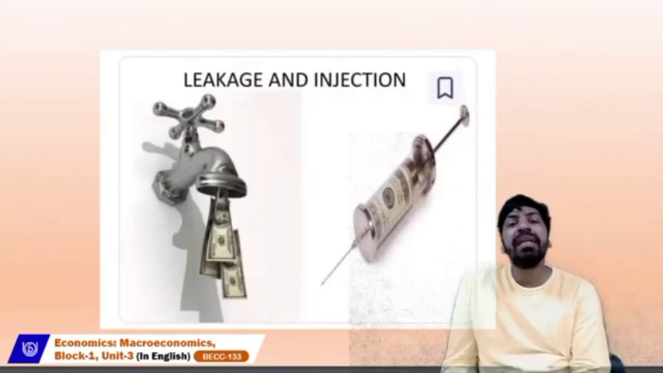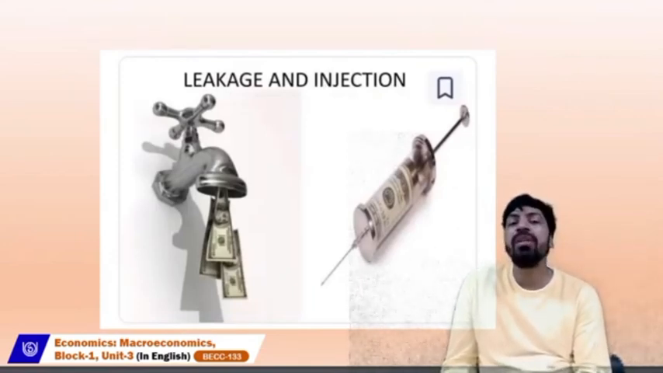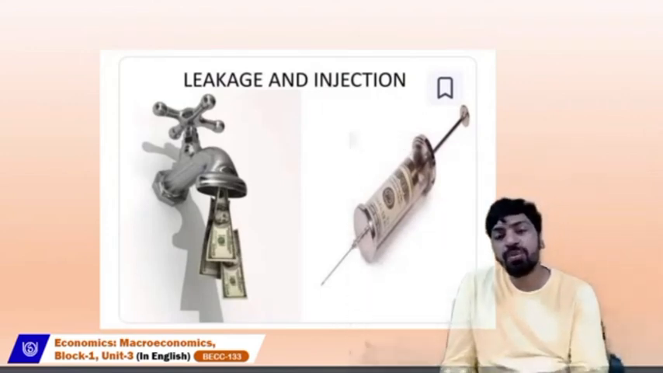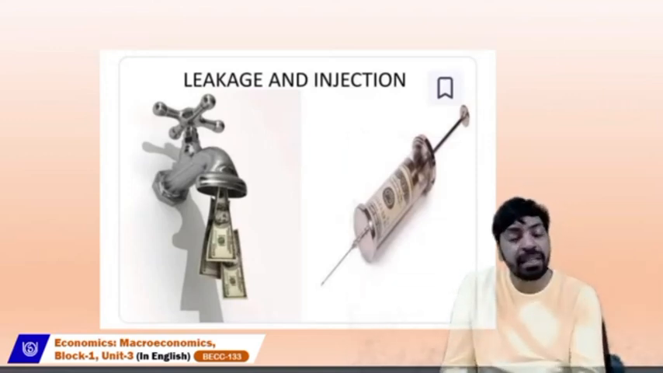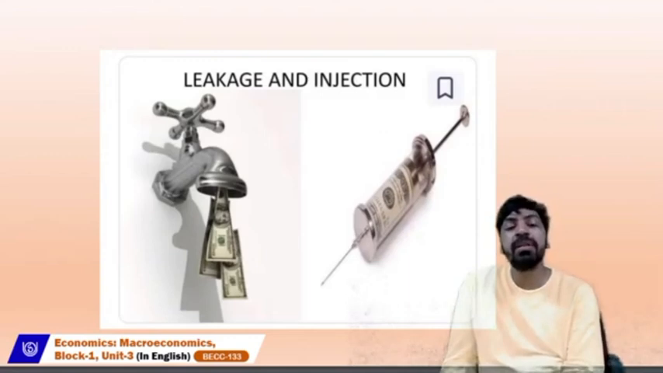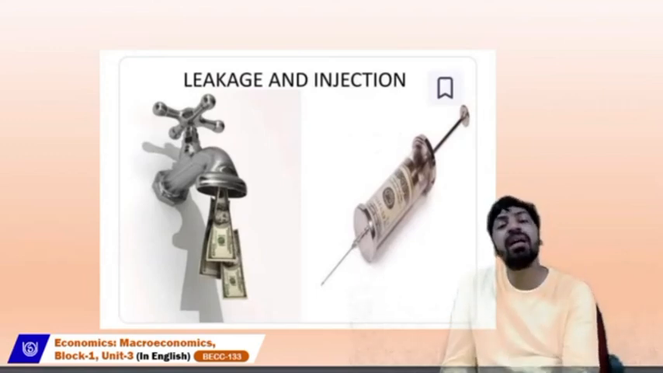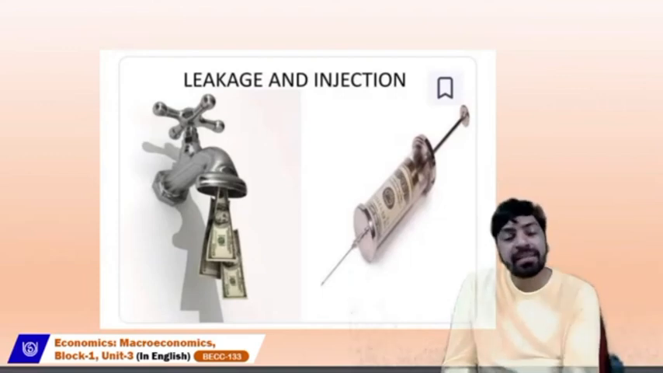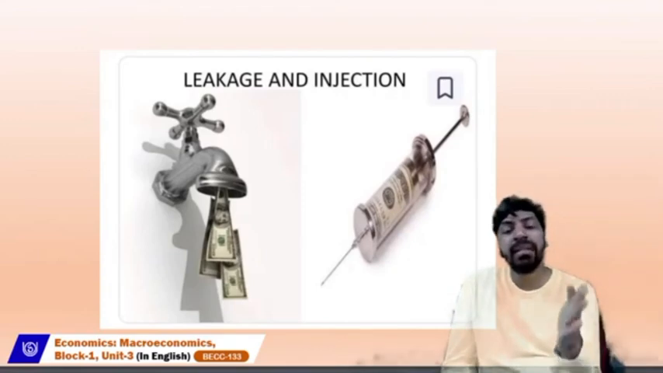Now we talk about leakage and injection. When we talk about leakage, we talk about the withdrawal of income, where income is used for investment, taxation and subsidies. That is called a leakage in the flow: a withdrawal of income in the form of government spending, taxation and subsidies. So this is all about the leakage case.